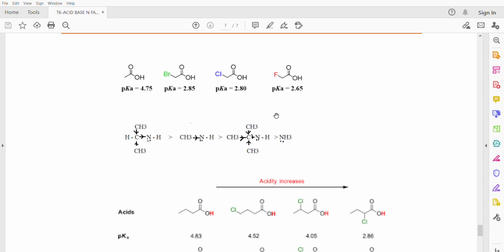So this is the reason that tertiary amine should be on the extreme left side, but this is not the case. The most basic is secondary amine, then primary amine, then tertiary amine, and ammonia is the least basic of all these bases. Number one basic is secondary, then primary, then tertiary, and then ammonia.